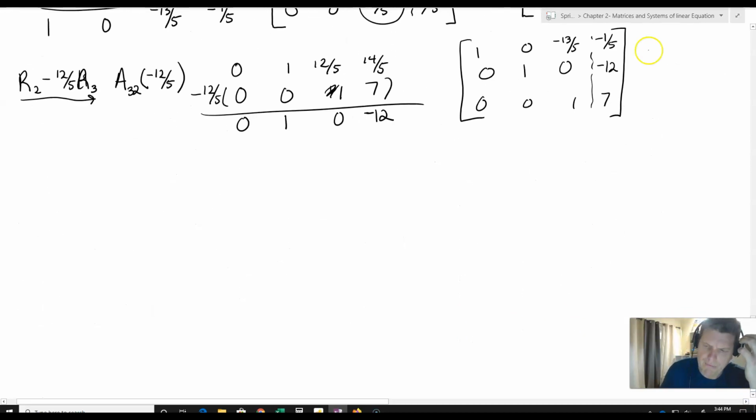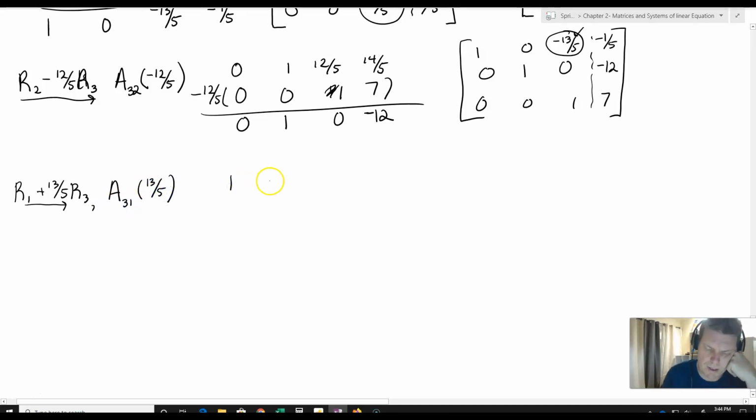Okay. Now finally I've got to get a 0 right here. So that's just going to be my last 0. I want to put it right there. So what I'm going to do is take row 1 plus 13 over 5 times row 3. And that is row 3 times 13 fifths.